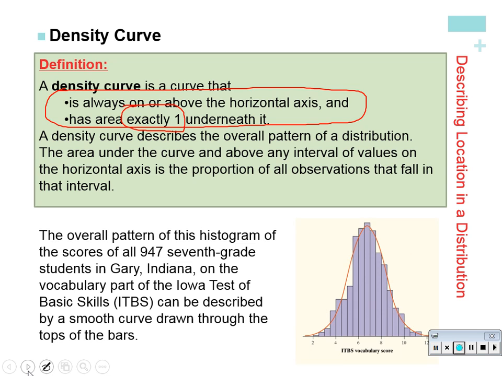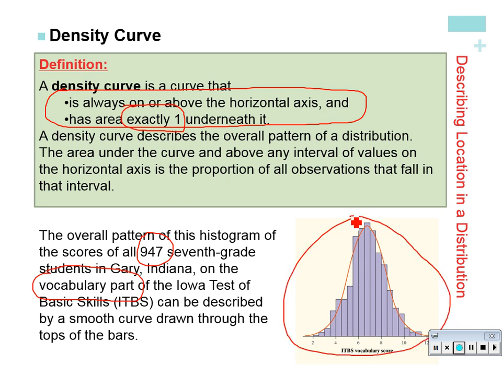So in terms of what a density curve looks like, I gave you an example here, and this is the overall pattern in a histogram form. This is 947 7th graders that took a vocabulary part of a basic skills test. If you notice this histogram, what I drew over this histogram is a smooth curve that looks like this. And this is what's known as a density curve. So just notice the characteristics of this. The whole curve is on or above the horizontal axis, and the area underneath the curve is equal to 1.